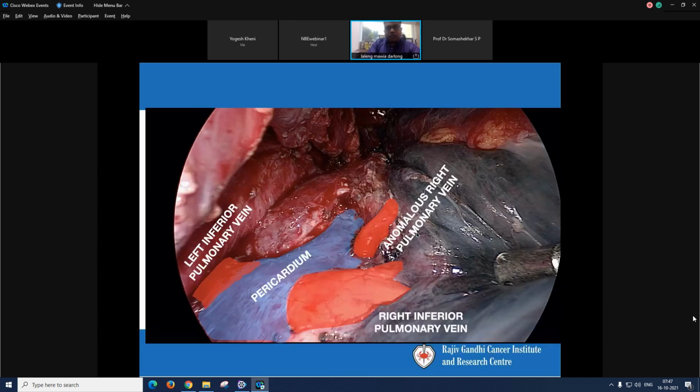This is just to show the image of that. This is the anomalous vein, and this is the right inferior pulmonary vein. This is the pericardial surface. This is the right main bronchus, left main bronchus, the subcarinal space.